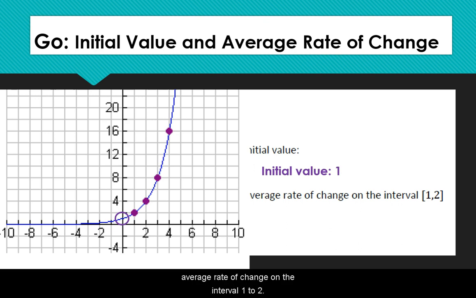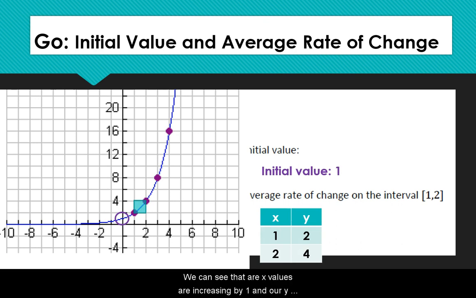Next, we're asked to find the average rate of change on the interval 1 to 2. So we're looking for the change in the first 2 points, when x is 1 and when x is 2. Even though this is an exponential function, we're looking for the slope of the line that would connect those 2 points. And we learned in a previous module that that's called the secant line. We can see that our x values are increasing by 1 and our y values are increasing by 2. So the change in the y values, which is 2, divided by the change in the x values, which is 1, gives us an average rate of change of 2.